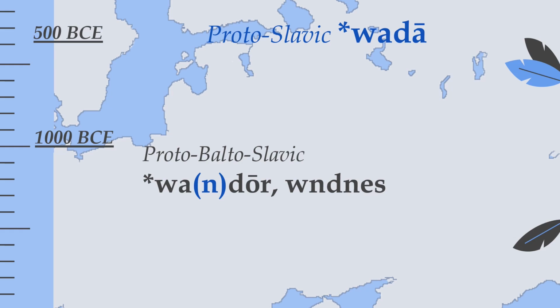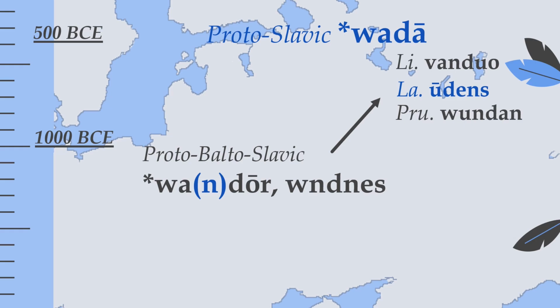Today's Baltic words, specifically Lithuanian and Latvian words, also come from this word. Lithuanian Vanduo, Latvian Udens, and Prussian Wundan. As we can see, the nominative Vandor developed into the Lithuanian Vanduo, and the genitive Wundnes developed into Latvian Udens and Prussian Wundan.